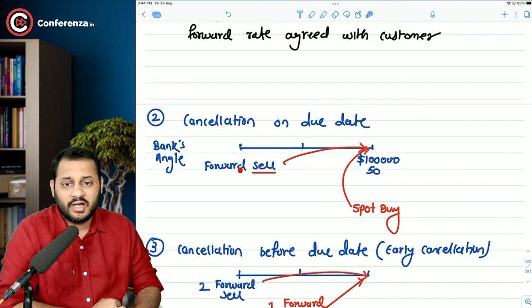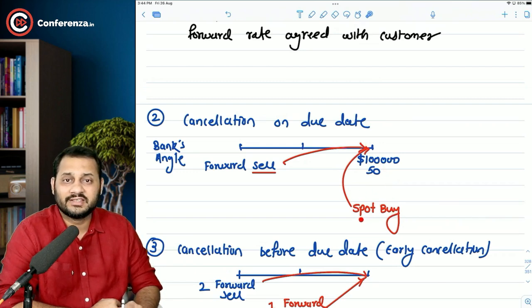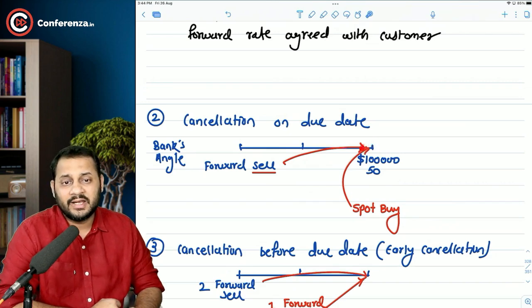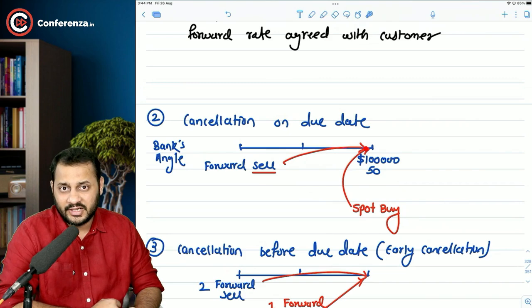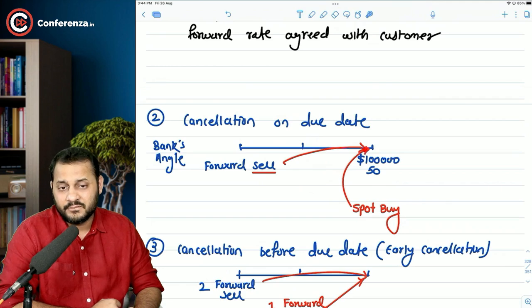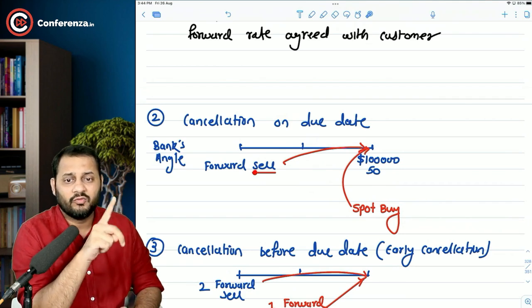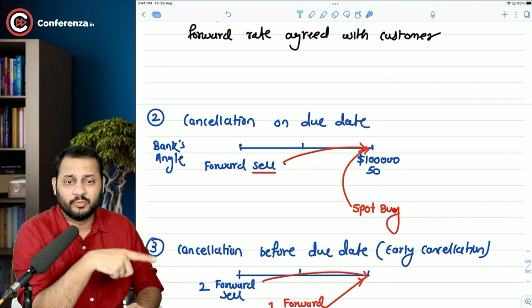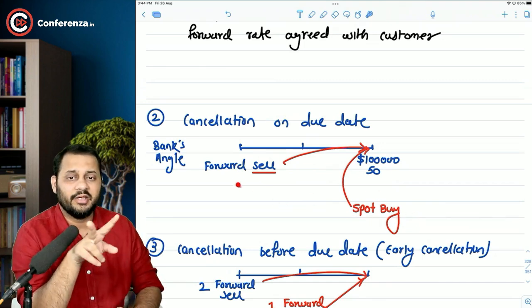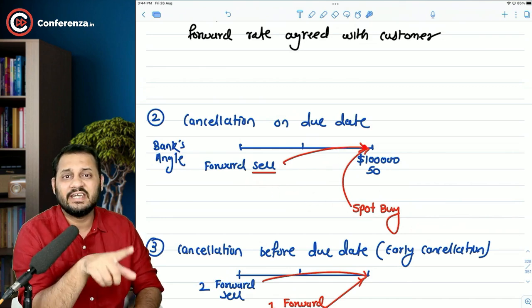And this contract was expiring today itself. So the buy position will also expire today itself, that means a spot buy. So the forward sale is maturing today, and the spot buy transaction will also mature today. The maturity of both the contracts, the original one and the cancellation one, should be the same. It should expire on the same date. So only two things to remember. First, whatever contract you want to cancel, take the opposite position: if you have a sell, buy; if you have a buy, sell. Second, make sure that both the contracts are expiring on the same date.